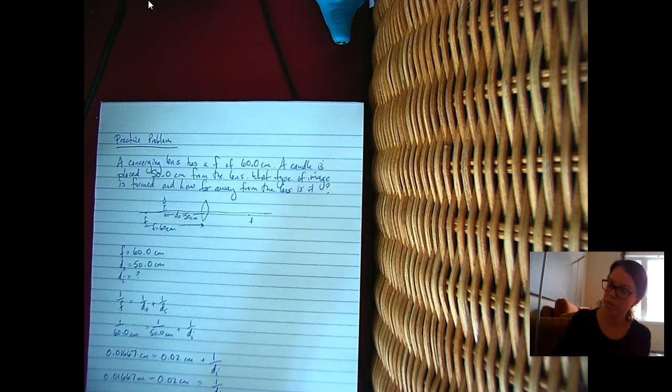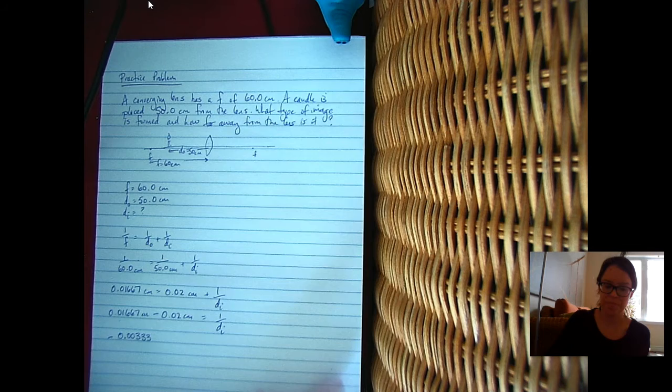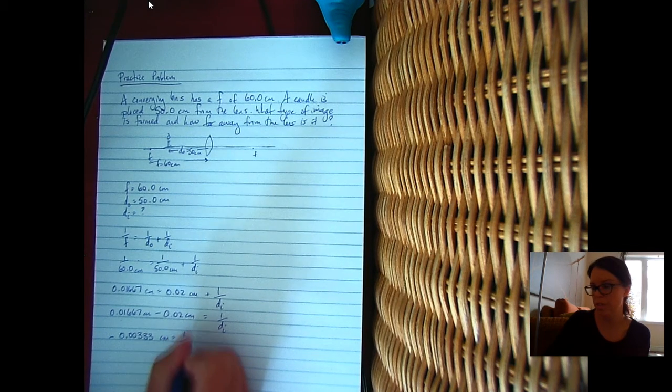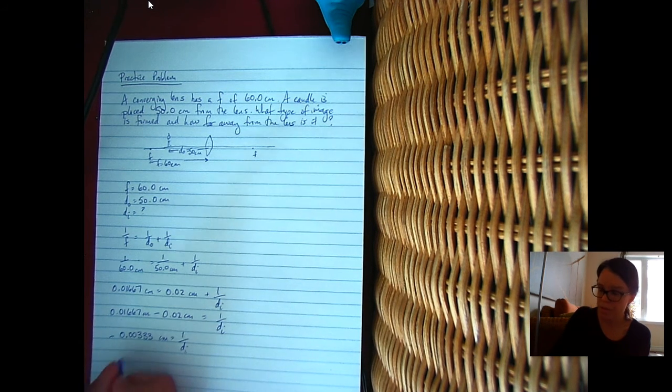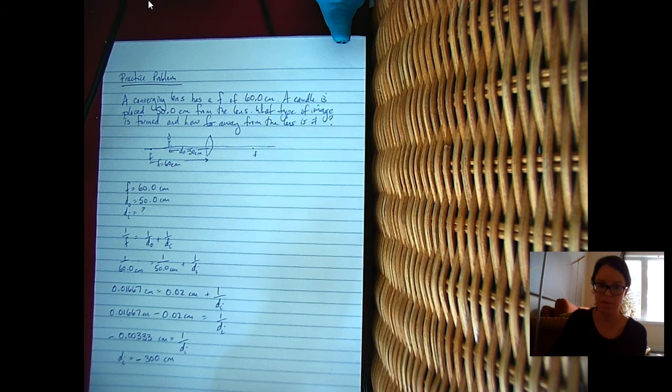That comes out to negative 0.00, and then 3 is repeating. So I'm just going to hold 3. Equals 1 over DI. Now, there is that inverse reciprocal button on your calculator. I want to finish with my unknown here and my answer here. When I hit that button, you don't have to include the negative, but I know it's going to be negative, and I will find out this is 300, and I know I'm working in centimeters.